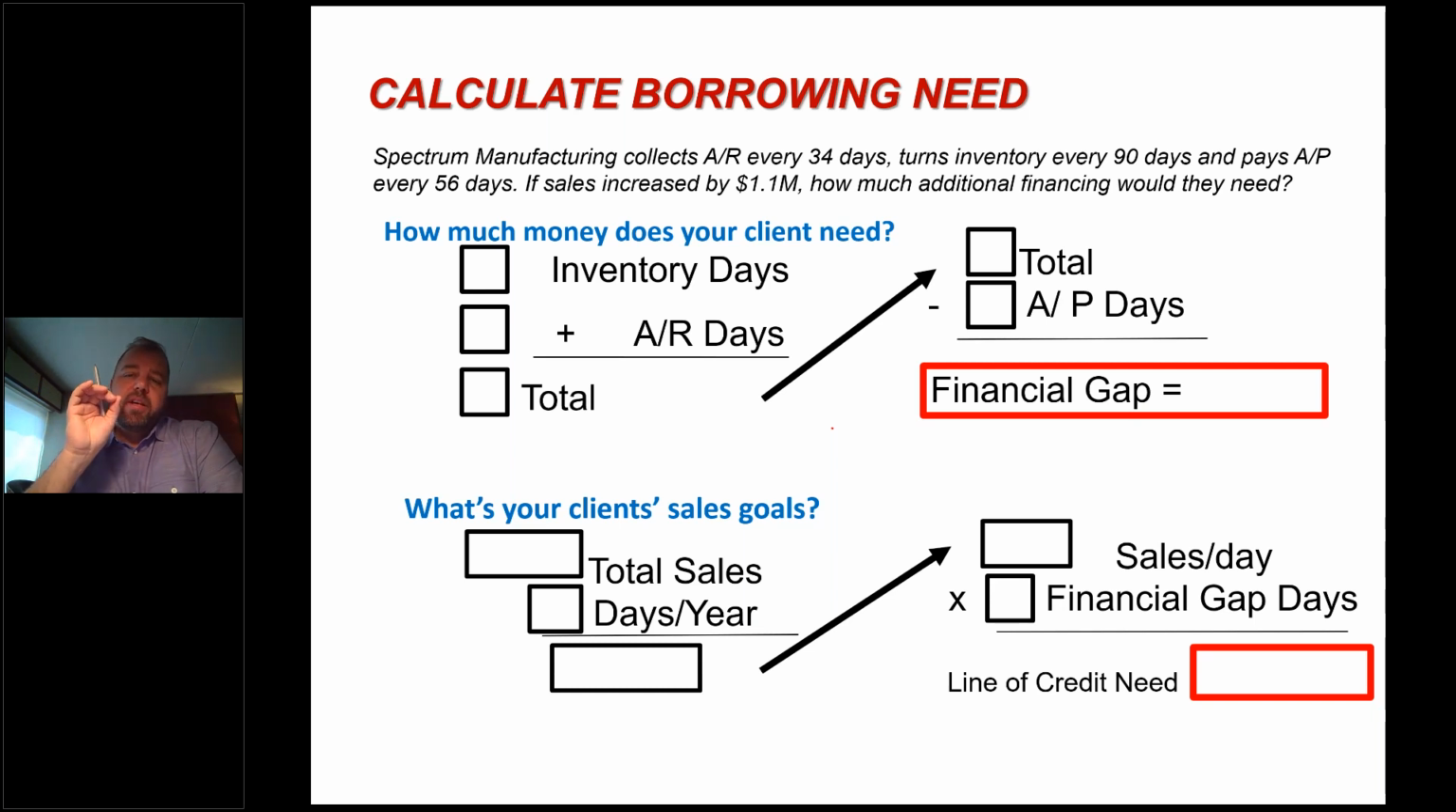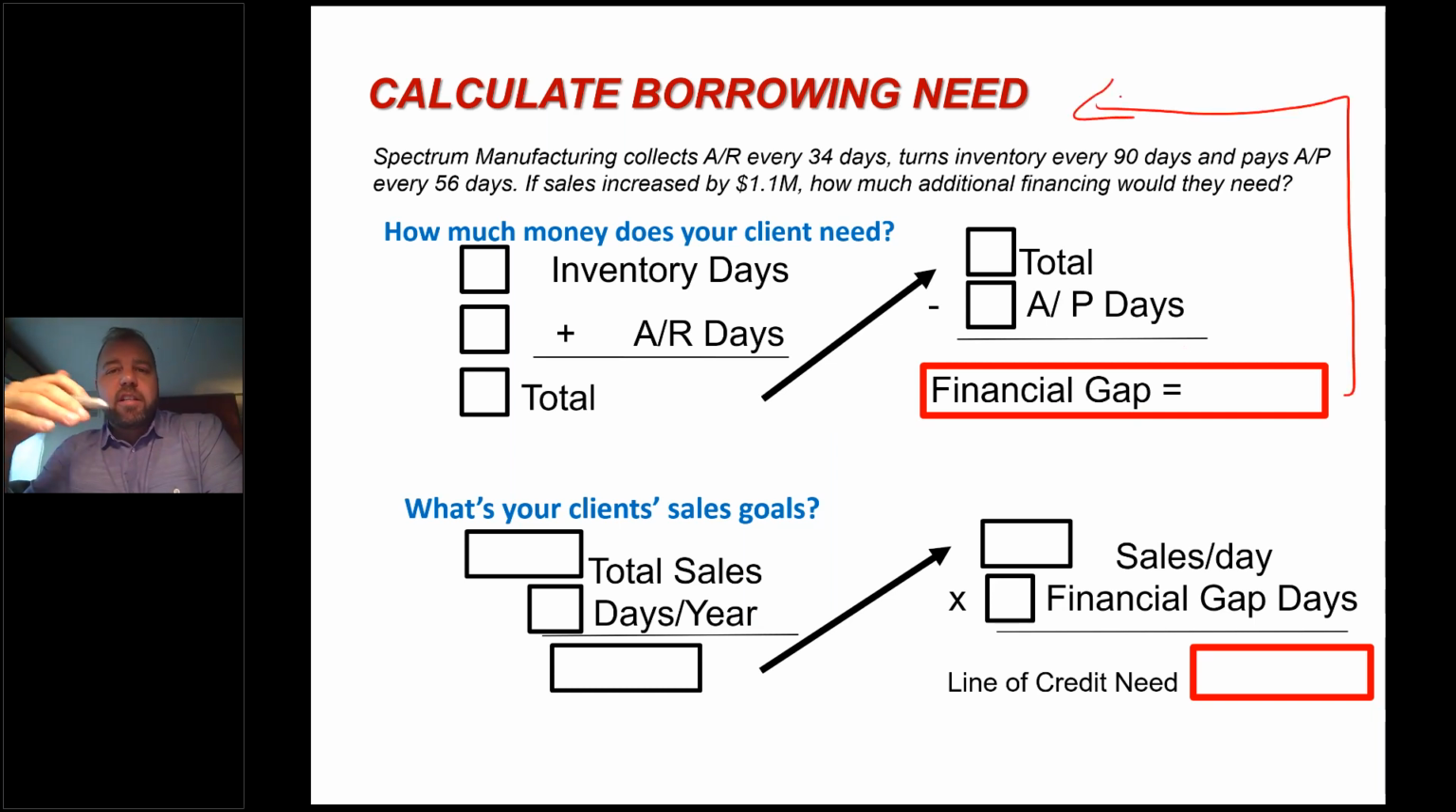The financial gap determines how much you need on your line of credit if you don't have any cash. The financial gap gets converted to borrowing need. This is the same calculation I teach at banks all around the country on how to determine how much somebody needs on their line of credit. So in our case, we have 90 days of inventory, and I'm just going to say, what if we increase sales next year by $1 million? All we're going to determine is how much more money we need.